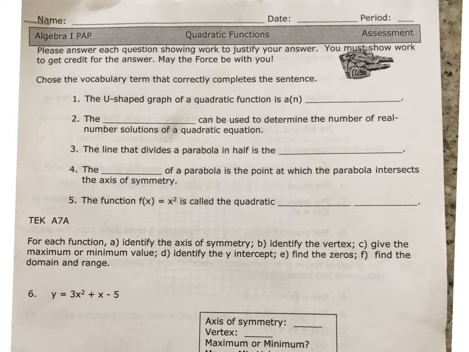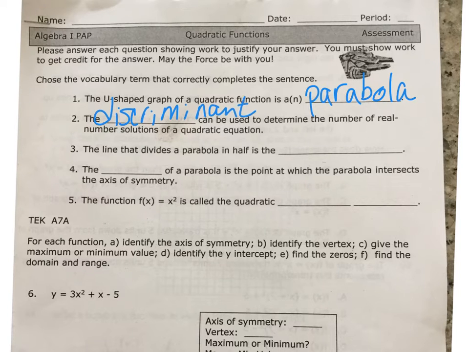Okay, the U-shaped graph of a quadratic function is a parabola. Number 2, it's the discriminant. The discriminant can be used to determine the number of real number solutions of a quadratic equation. That's what's underneath the radical sign, the b squared minus 4ac, and you need that for the last part of the test.